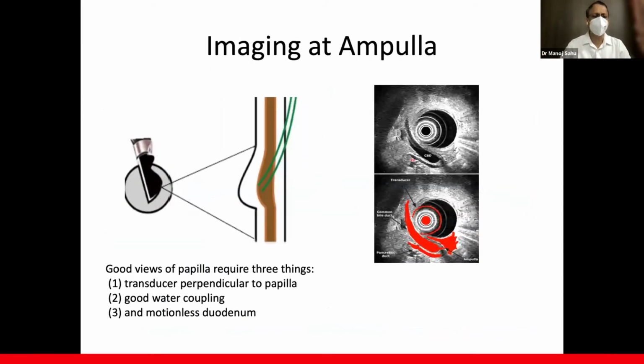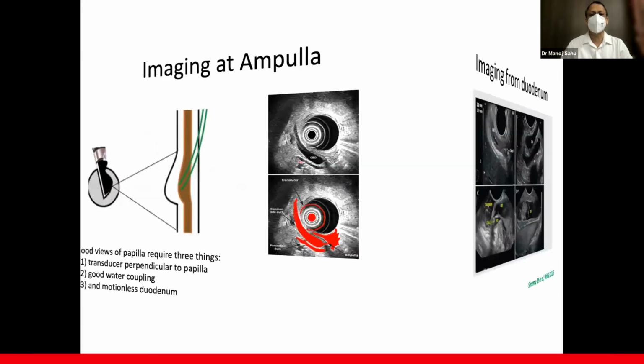Imaging at the ampulla. The important things to remember is that your transducer should be perpendicular to the ampulla. Don't put too much air. So don't put too much water into the balloon. Don't compress the ampulla too much. It should be perpendicular. Good water coupling is important. And the duodenum should be motionless. That will be great. You can see the CBD and the pancreatic duct.